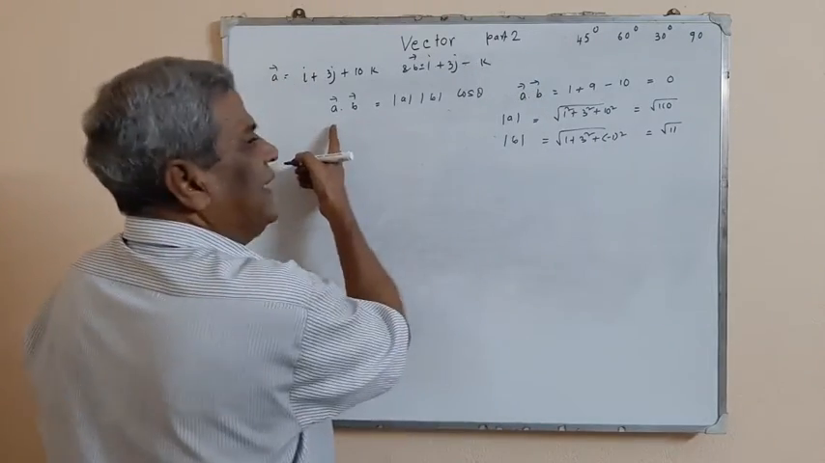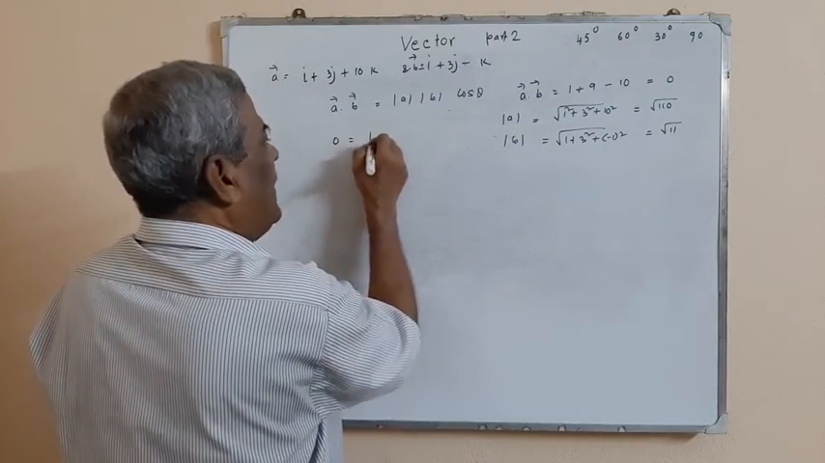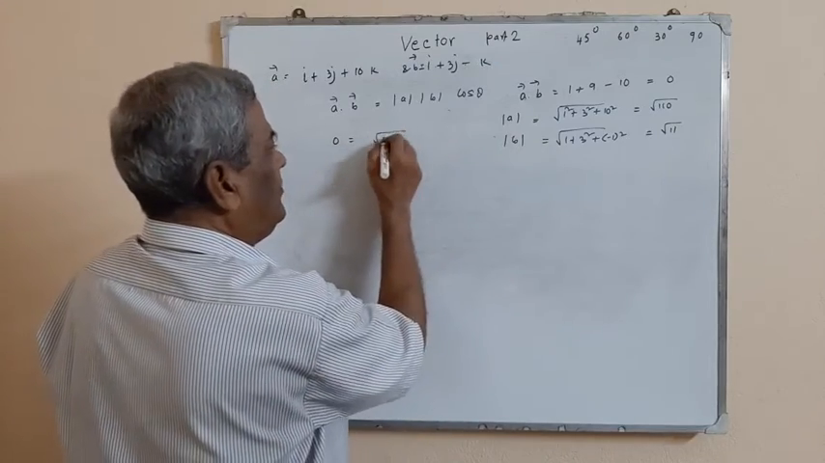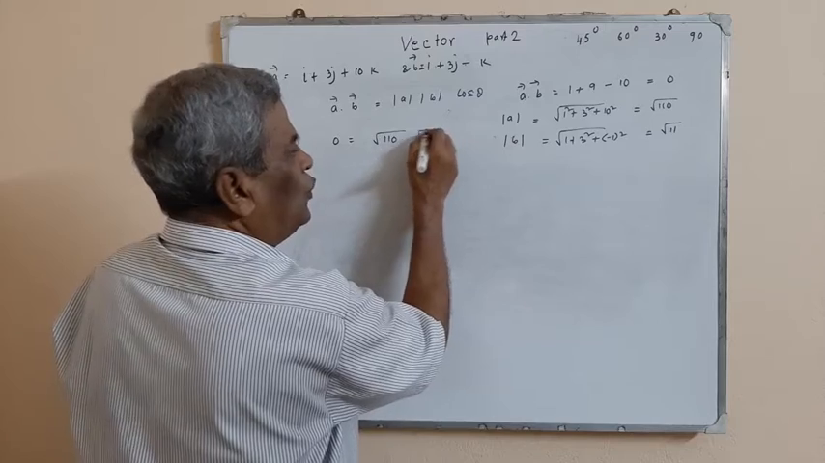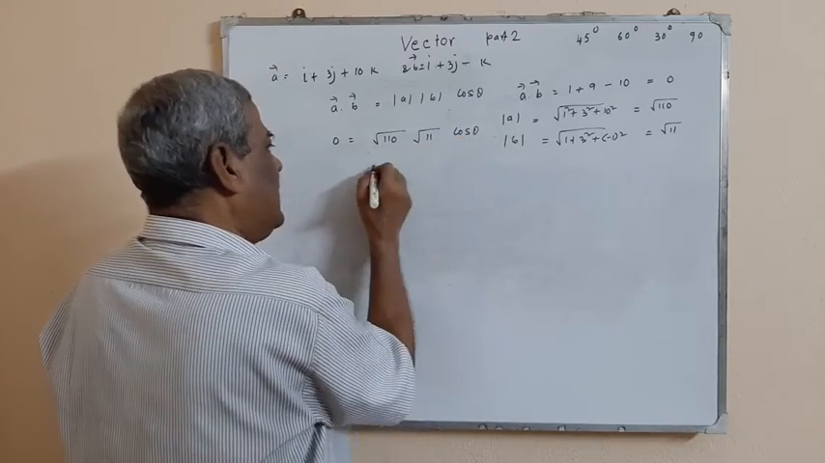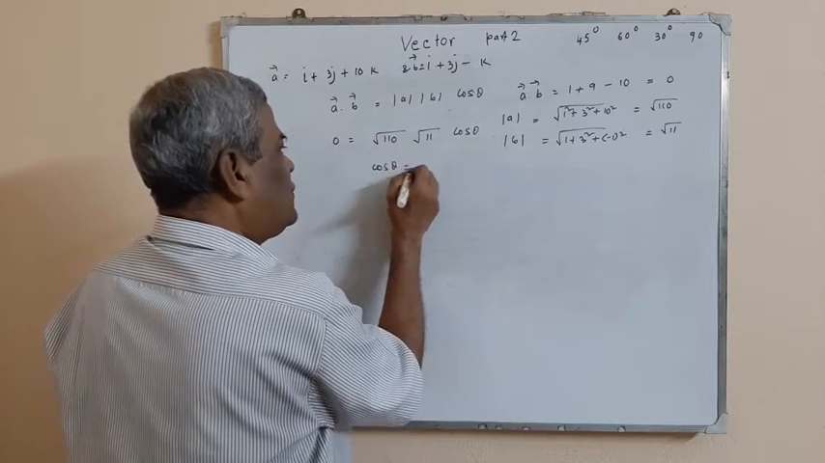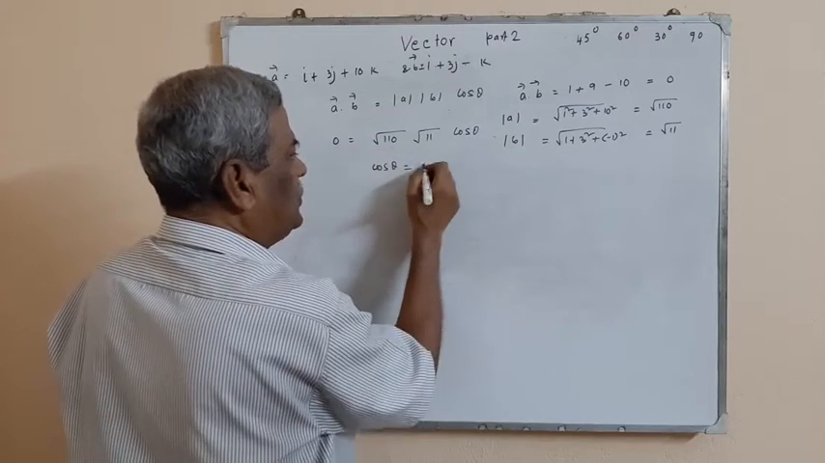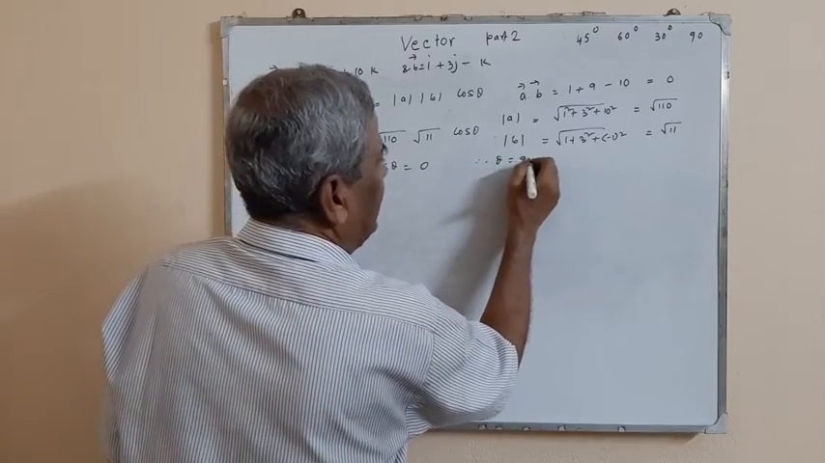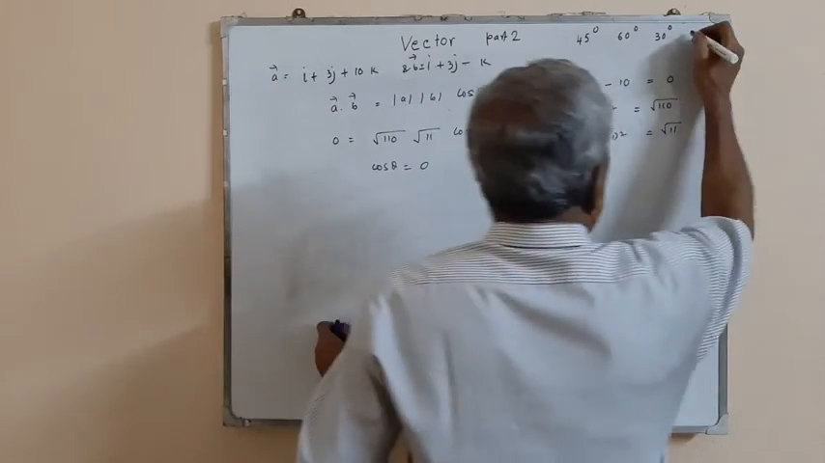So putting it there, 0 is equal to magnitude A, root 110, into root 11 into cos theta. So cos theta is equal to this by that, 0. Therefore theta is equal to 90 degrees. So this one is correct.